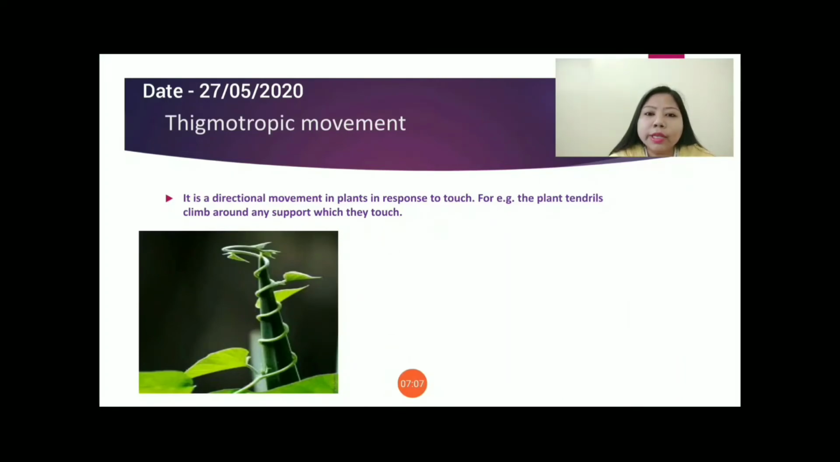So all these tropic movements are directional movements. If you have seen, the movement is all growth related and it is directional movement, that means it is moving towards or away from the stimulus. Fine.